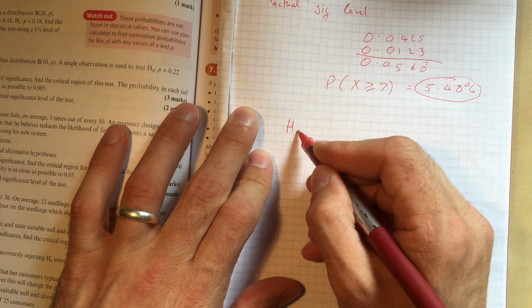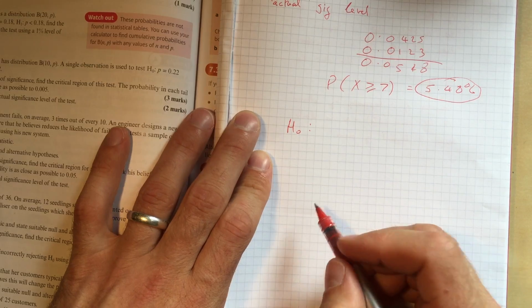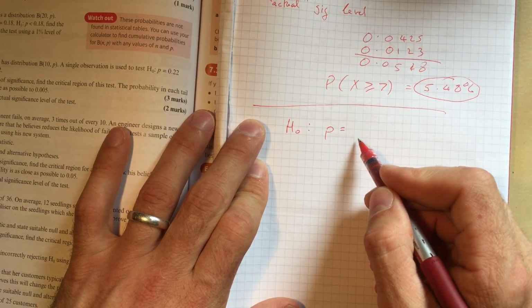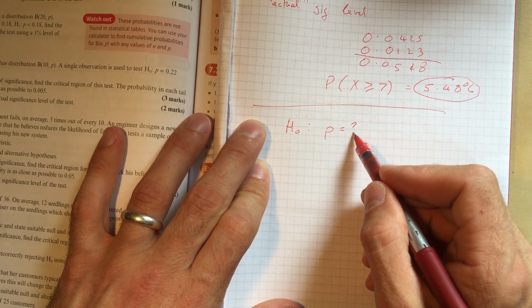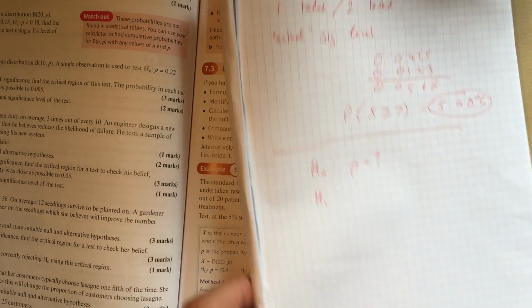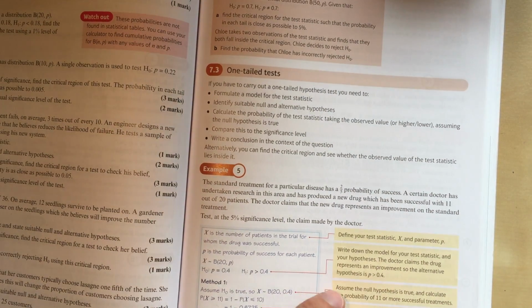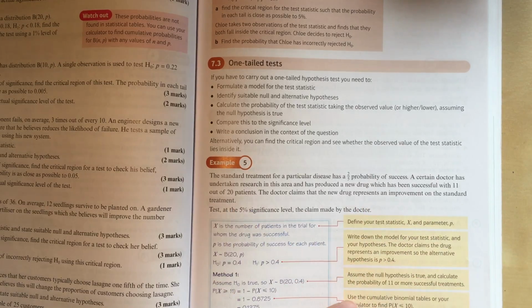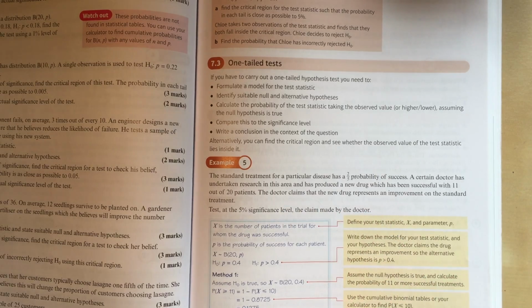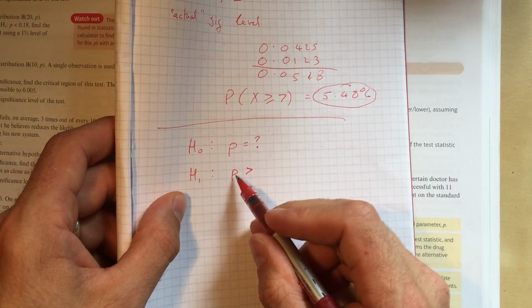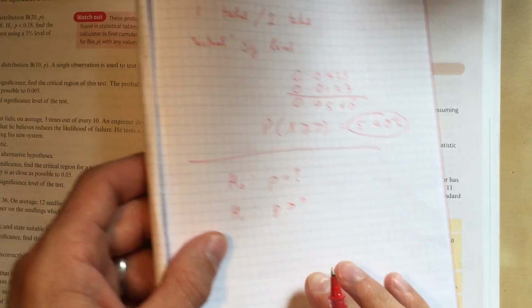Our null hypothesis, if we're dealing with a binomial random variable, which we always are in this book, is that the probability equals a certain number. The alternative hypothesis, if the question says something like, the doctor claims the new drug represents an improvement on the standard treatment, so the probability of somebody being cured would be an improvement according to this doctor, then we're interested in whether the probability is bigger than that particular number.